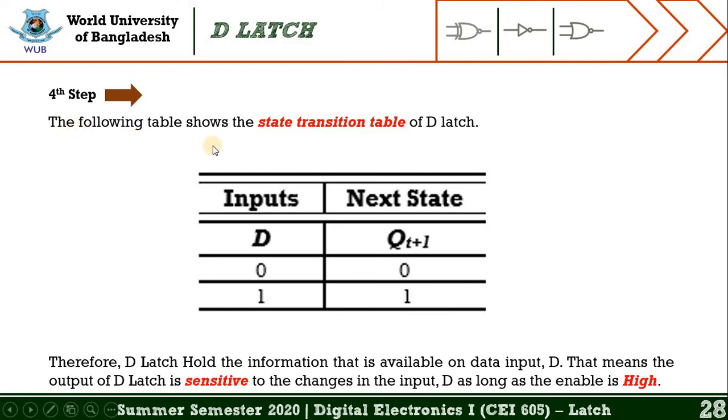Well, the following table shows the transition table of D latch, and we have already explored from the previous slide that when D is equal to 0, we get the next state 0, and when D is equal to 1, we get the next state 1. Therefore, D latch holds the information that is available on data input D. That means the output of D latch is sensitive to the changes in the input D as long as the enable is high or activated. So let's start another type of latch, which is JK latch. Let's move to the next slide.